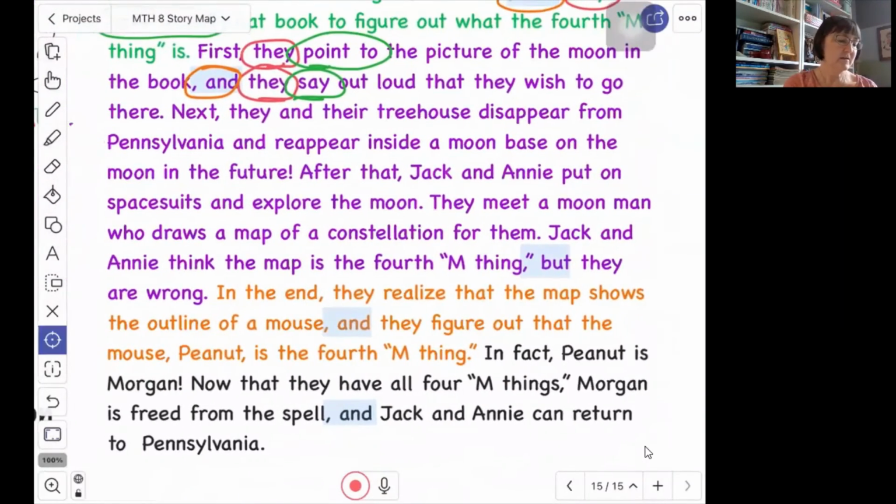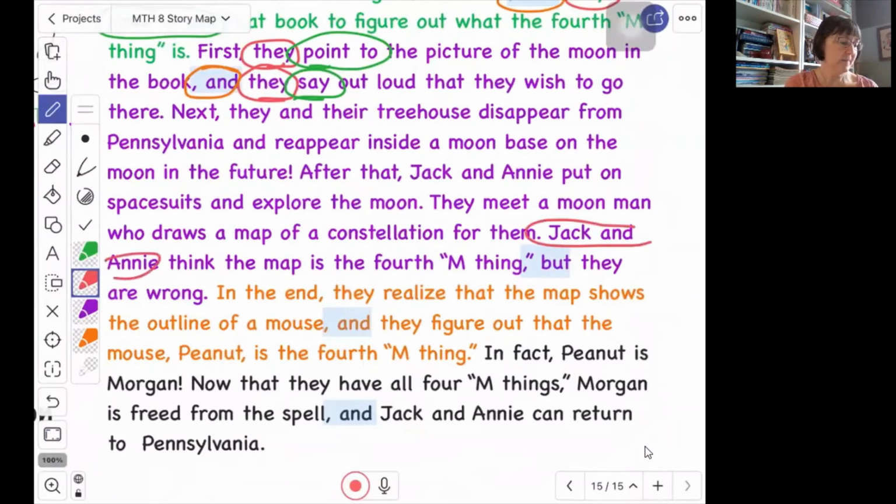In this event here, Jack and Annie think the map is the fourth M thing, but they are wrong. Our first sentence, the subject is Jack and Annie. What are they doing? They're thinking. In our next sentence, it's they. What are they doing? Well, they are. Are is a verb. So Jack and Annie think is number 1. They are is number 2. And we combine those with comma, but.